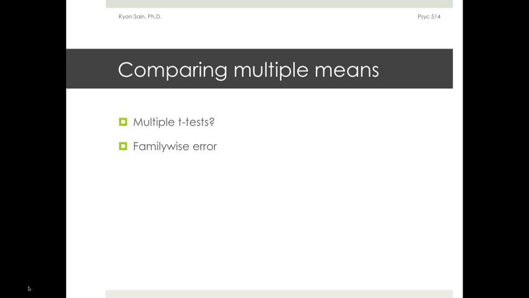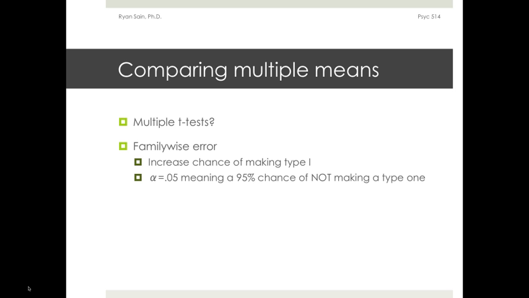So let's look at family-wise error. Basically, it's just an increased chance of making a type 1 error, right? So if our alpha level for a given experiment is set at 0.05, that means we have a 95% chance of not making a type 1 error. That's for one experimental test, and it assumes independence of tests. But if we have more than one, let's see what happens.